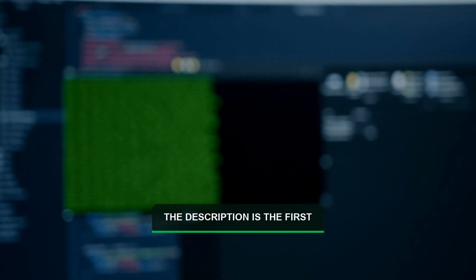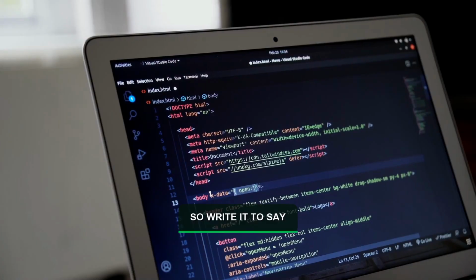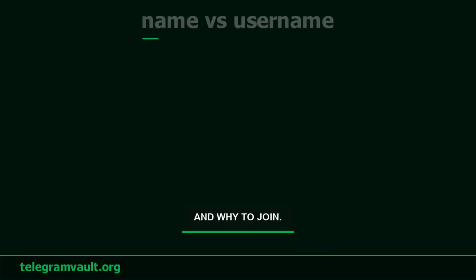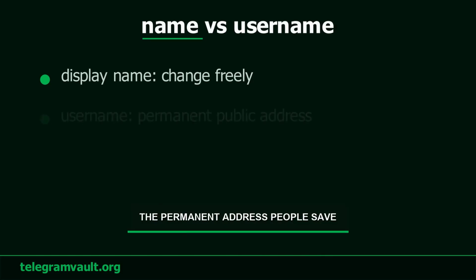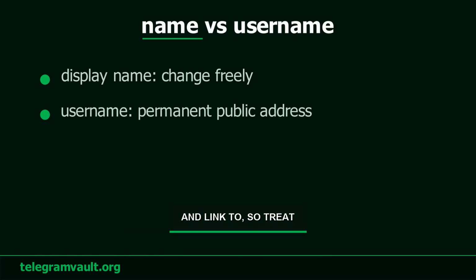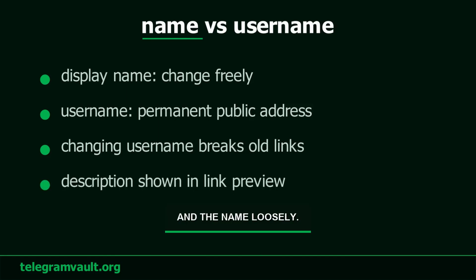A word on the name and description, because they're not just cosmetic. The description is the first thing a potential subscriber reads when the channel link previews, so write it to say plainly what the channel is and why to join. And the channel name can be changed later, but the public username, if you set one, is the permanent address people save and link to. So treat the username as a more serious commitment than the display name. You can rename the channel freely, but changing the username breaks every old link, so pick the username carefully and the name loosely.